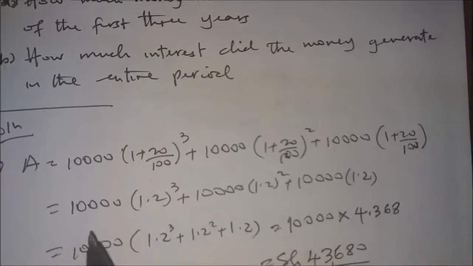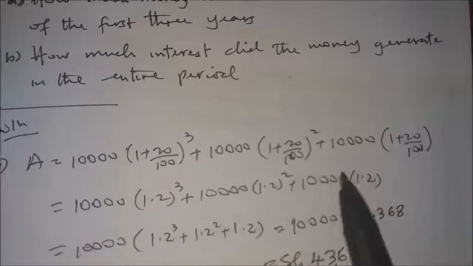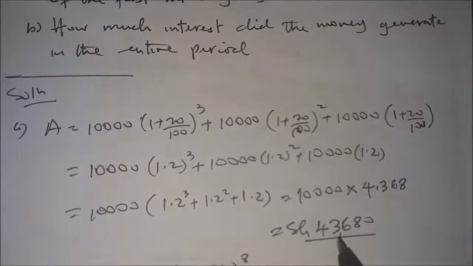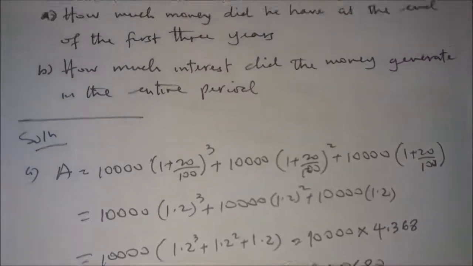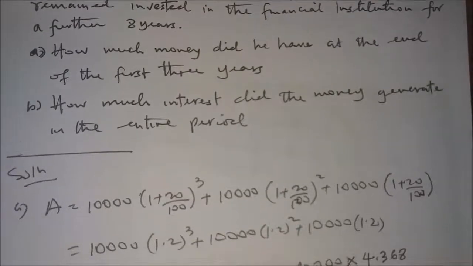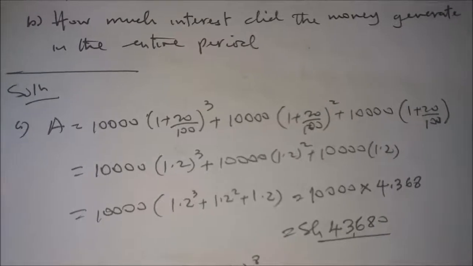So you can evaluate this using your calculator. And at the end of 3 years, the money which was in the institution was 43,680.